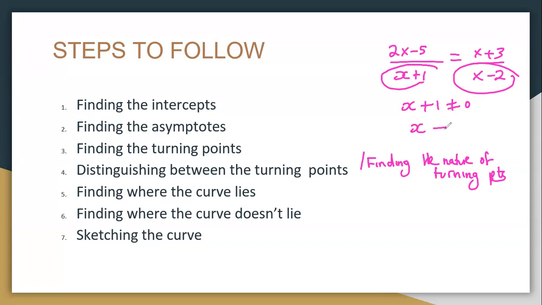So the restriction should be x should not equal negative 1, and also x minus 2 shouldn't equal 0. So x should not equal 2. So these are the restricted values for your domain. Then other values of x hold. Because once you put here 2, your equation becomes meaningless. Once you put here negative 1, your function becomes meaningless as well.